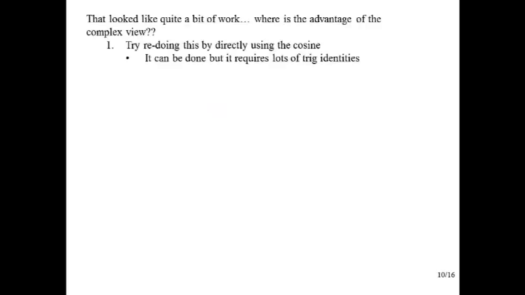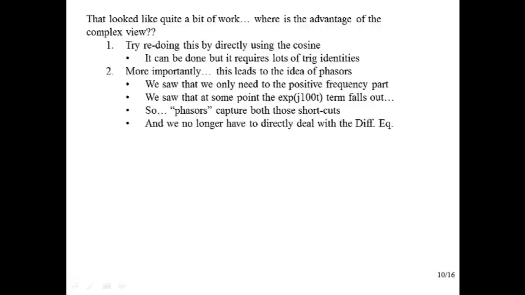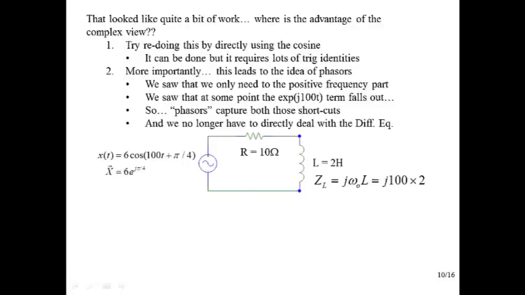So let's redo it. I'm suggesting that you try doing this directly with cosine. You would be doing pages and pages of trig identities, and I guarantee you'll make a mistake somewhere along the way. But more importantly, this idea tells us that we can trim away a lot of the excess stuff that doesn't really need to be done because it's superfluous. Once we have the essence of what we need to do, we can use this phasor idea to quickly get the answer. So let's redo it.